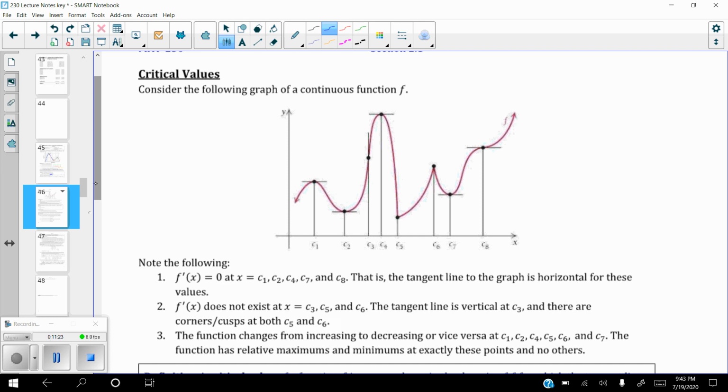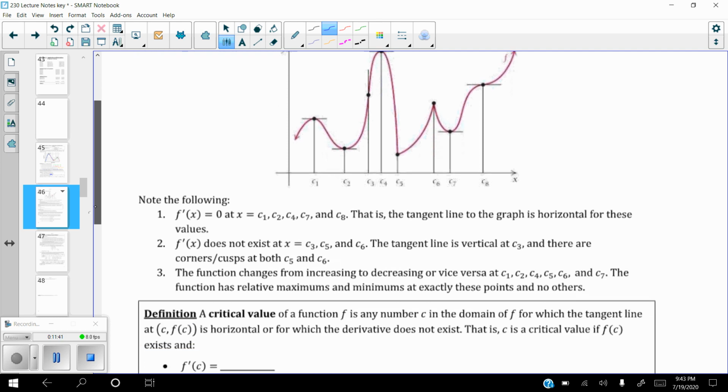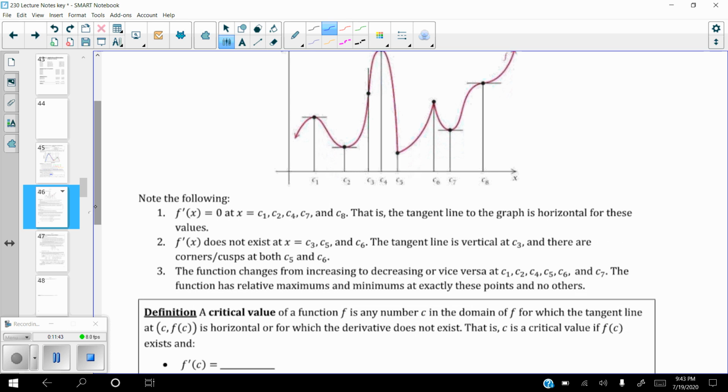As you can see at C3, you have a vertical tangent. At C5, you have a corner. And at C6, you have a cusp. So in those cases, there is no derivative, as we have talked about in previous sections. And as you can see, the function changes from increasing to decreasing, or vice versa, at C1, 2, 4, 5, 6, and 7. The function has a relative max and a relative min at exactly these points and no others.